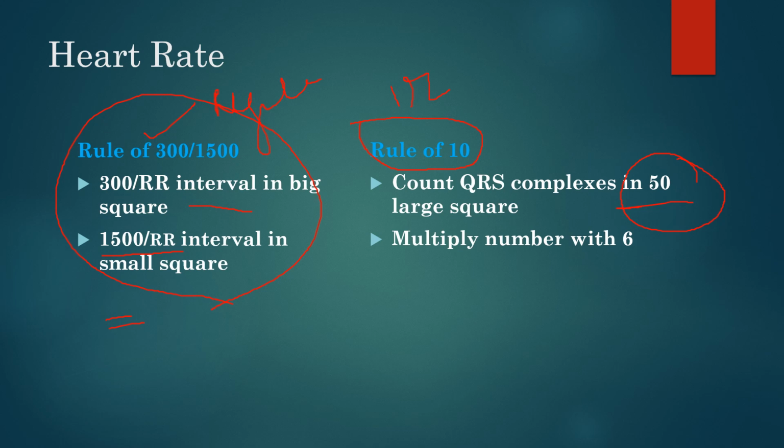So we will count the QRS complexes in 10 seconds and multiply this by 6. If there are 8 QRS complexes in 10 seconds, then the heart rate will be 8 into 6, that is, in 60 seconds it will be 48. This is how we calculate heart rate in irregular rhythm.